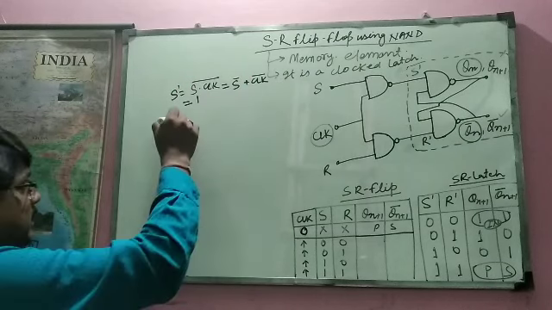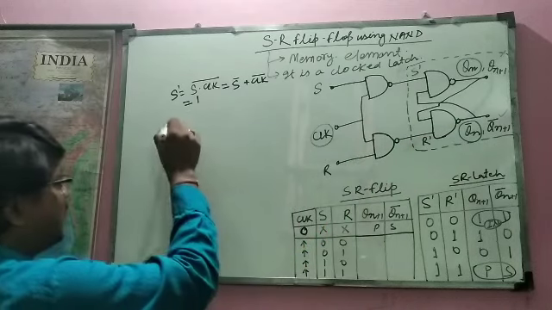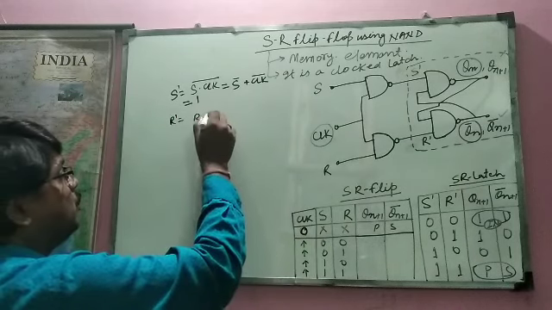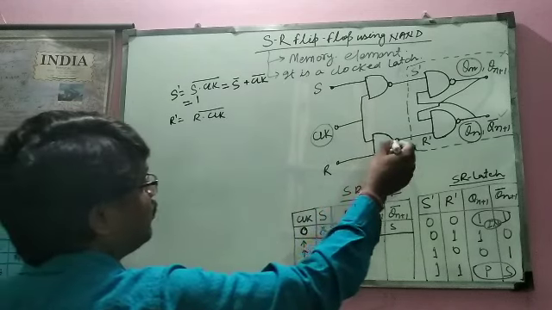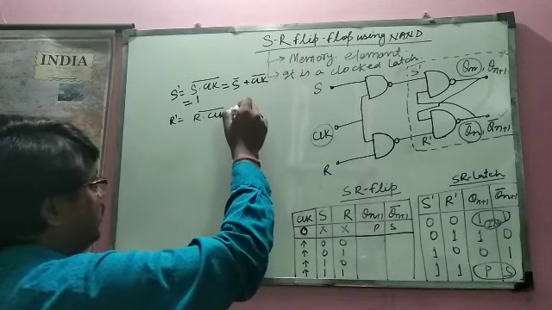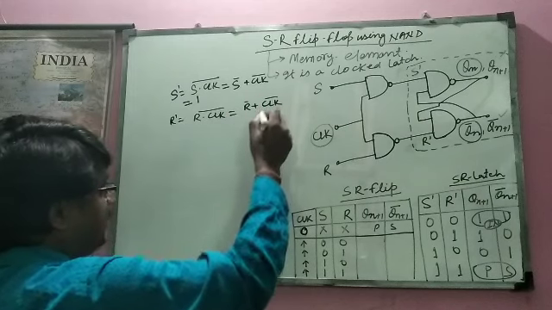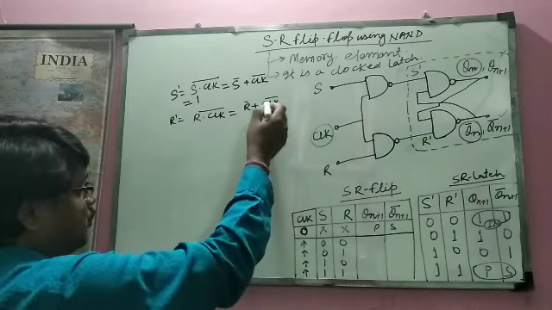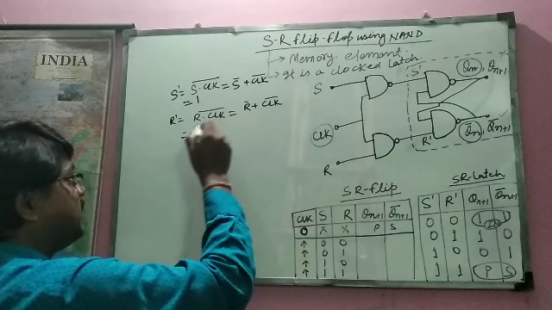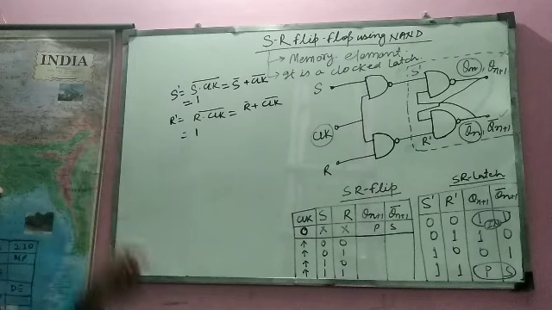Now see about this one here. R dash will be equal to R into clock, and since this is a NAND gate, it will be the bar of the AND. If we use De Morgan's law and break it, it will be R bar plus clock bar. Again, if the clock is 0, the bar of 0 will be 1, so 1 plus R bar will be 1. So S dash is 1 and R dash is 1.